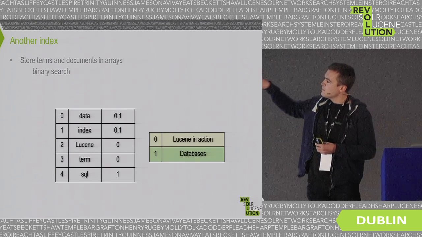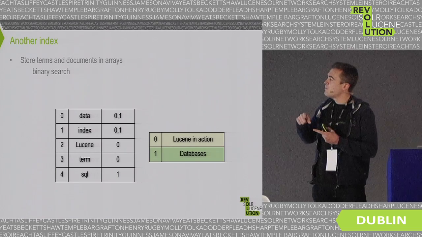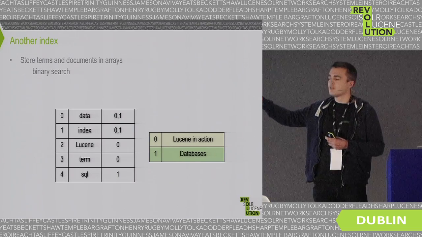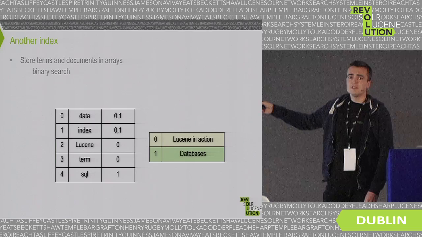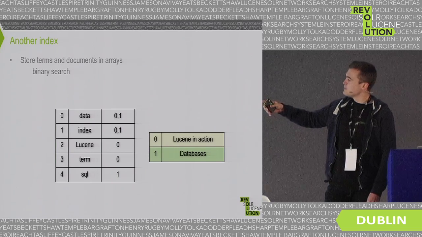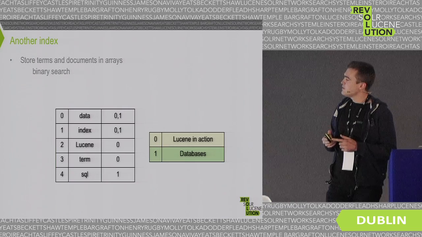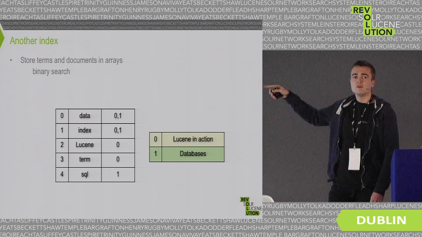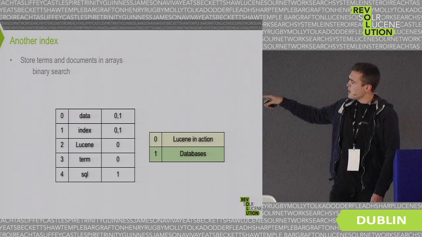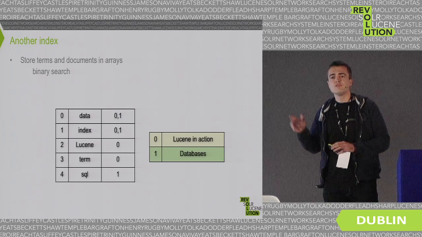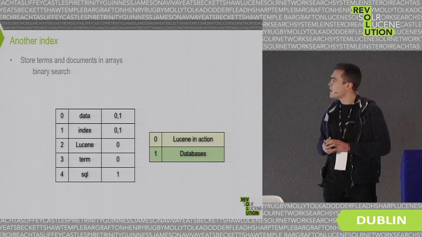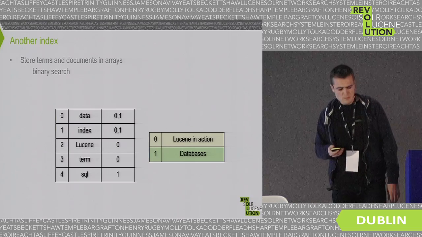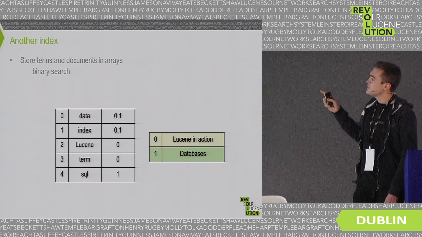Then we are going to use 2 parallel arrays for terms and what we call postings, which are document identifiers that contain this term. So the content of the index is exactly the same as in the previous slide, meaning that we have 5 terms: data, index, Lucene, term, and SQL. And on the right, we have the identifiers of the documents that contain this term. Both on the right and on the left, the first column is not stored in the index. It's just the index in the arrays. And this is actually how Lucene indexes work.